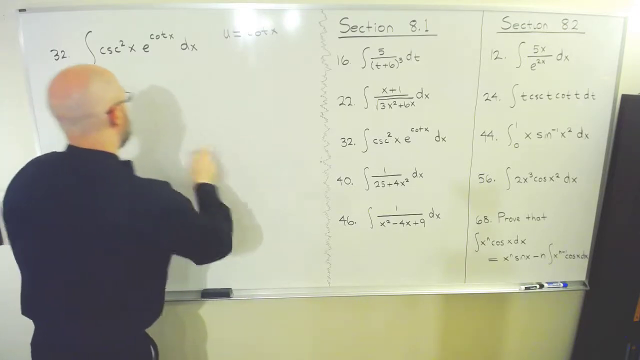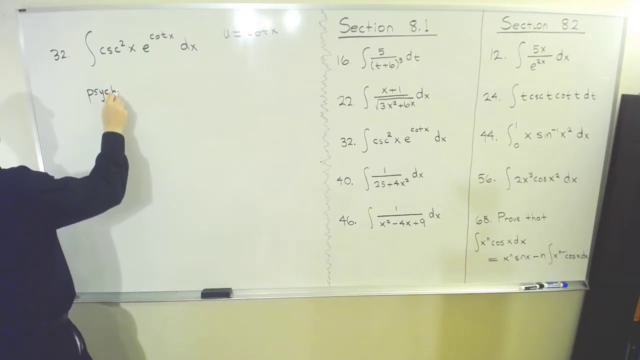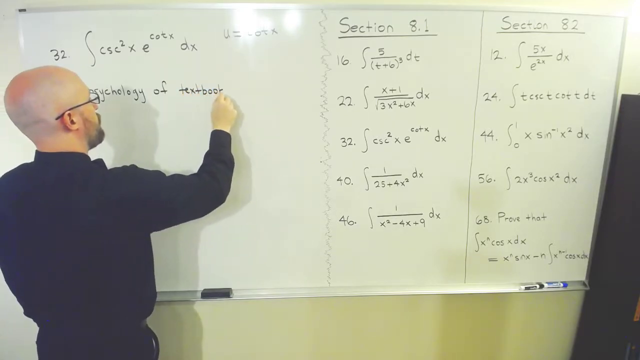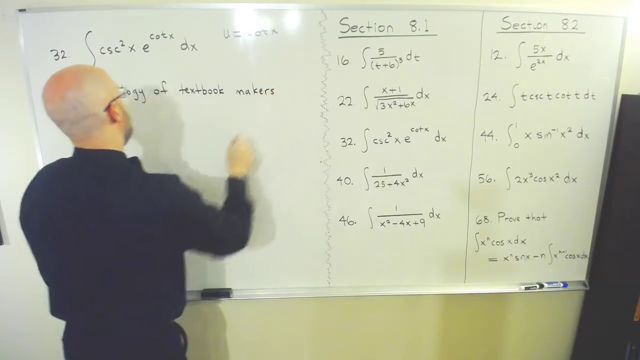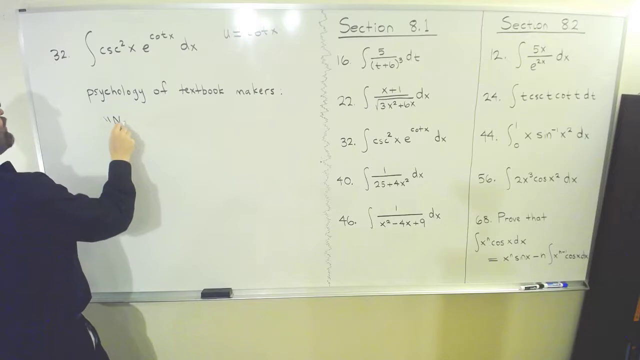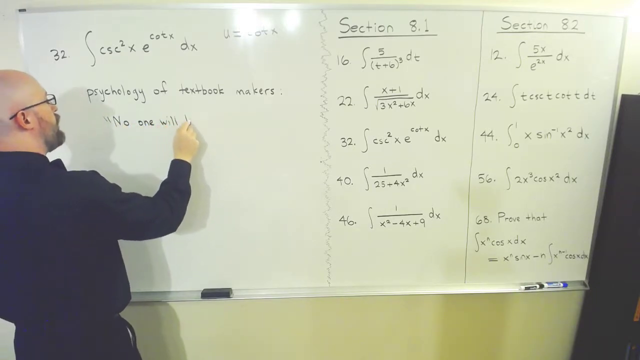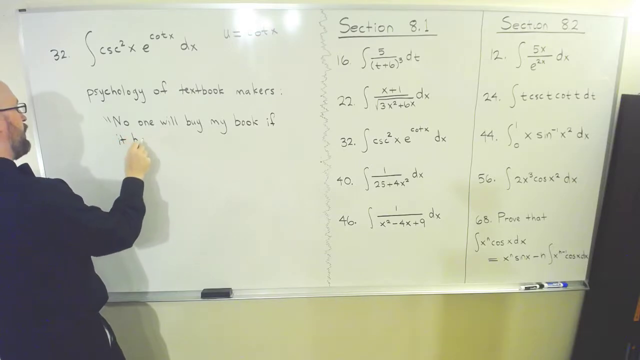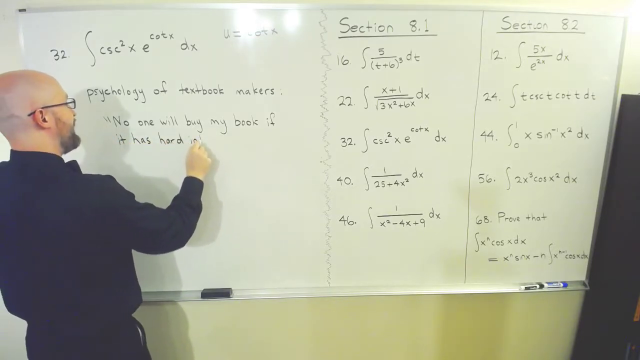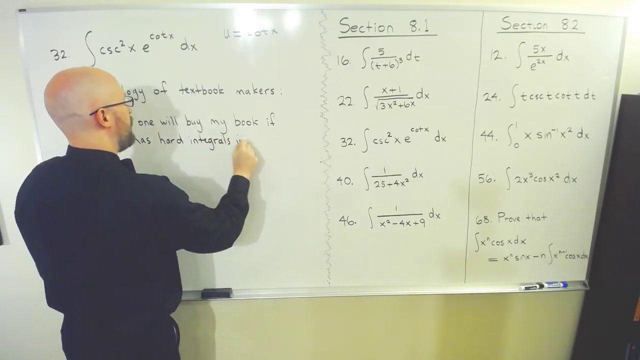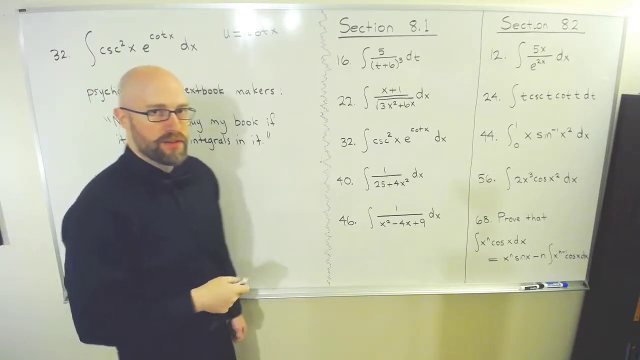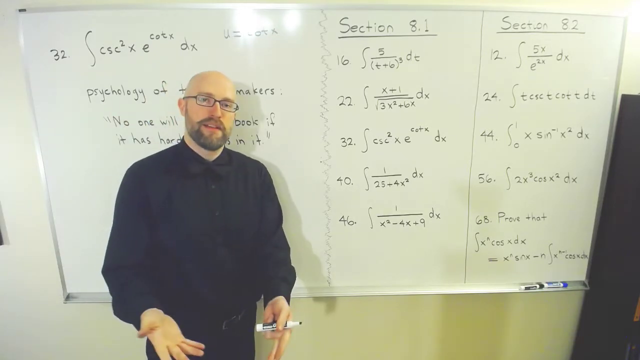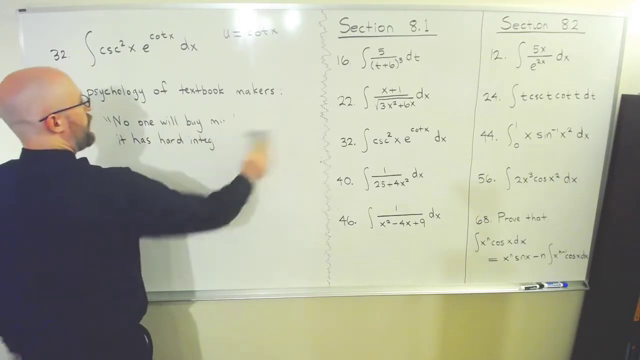This is almost using psychology to solve this, so let me just make this remark. This is almost using the psychology of textbook makers for calculus. And that psychology is that no one will buy my book if it has hard integrals in it. Which is true. I mean, no integral you encounter in this elementary calculus context is going to be a very difficult integral. So if it doesn't simplify in some magical way, then it wouldn't be in the textbook. So it must simplify in a magical way, and it does.